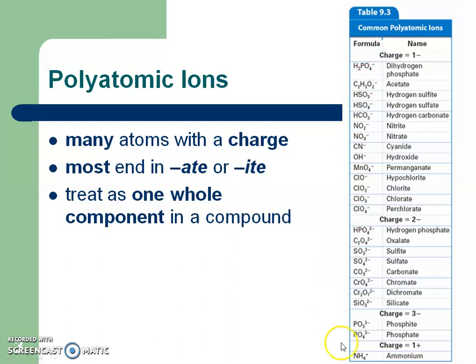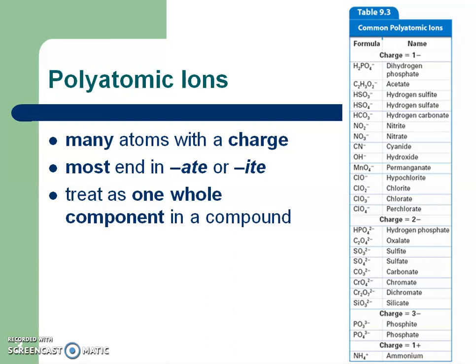Now if you look at this list here, hopefully you notice that most of them end in -ate or -ite. So that's going to be a clue when you're looking at the chemical formula for a compound. You're going to go, oh, it ends in -ate, so that second part of the compound must be a polyatomic ion. So now you're going to know where to look on your reference sheet.